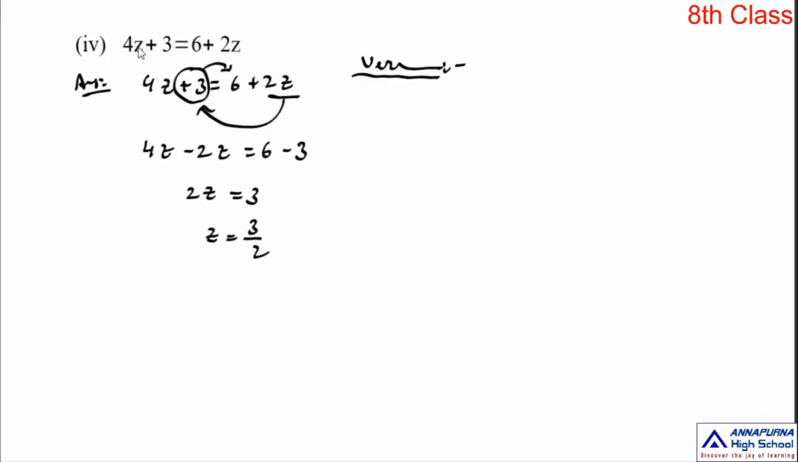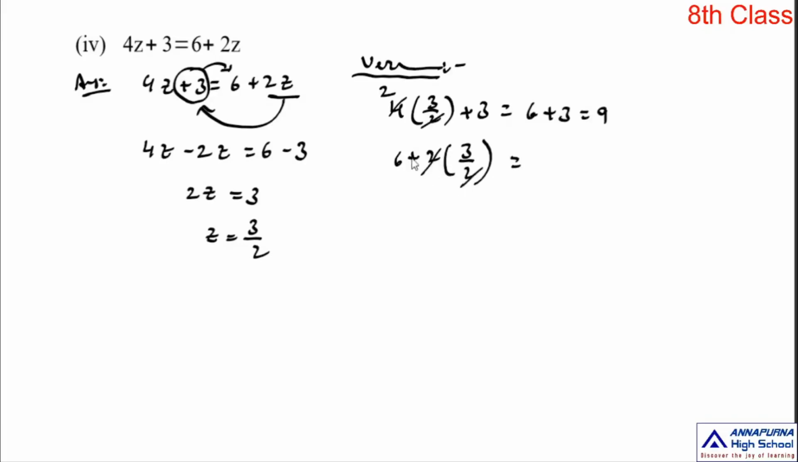First substitute this z value on the left side. Here the left side part is 4z plus 3. That means 4 into 3 by 2 plus 3. So it is equal to, 2 times 3 is 6, plus 3. It is equal to 9. And substitute the same value on the right side. Here the right side part is 6 plus 2 into z. Z is equal to 3 by 2. So 2 cancels. So 6 plus 3 is equal to 9. We get the same result. So z is equal to 3 by 2 is the required solution of the given equation.